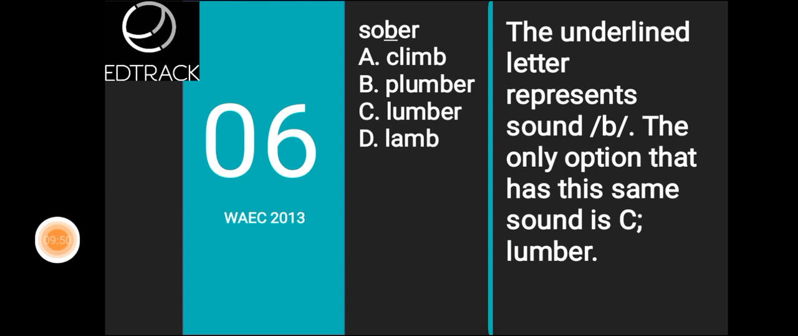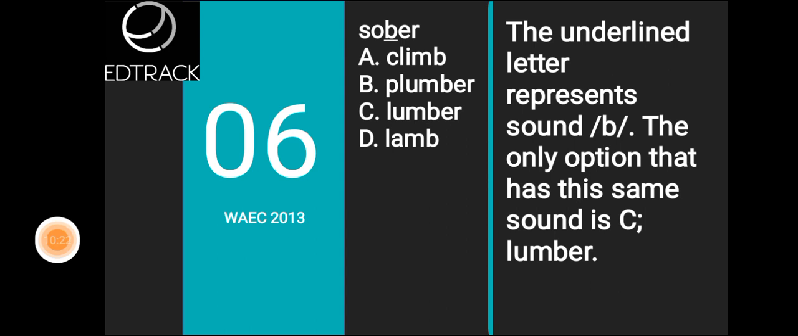Here is another word. Sober, sober, sober. Let us pronounce the four words we have in the four options and see which one has the sound B. That is what we are looking for. Option A is pronounced as climb, climb, climb. That B that you see there is a silent one. It is not pronounced. You act as if it is not existing at all.